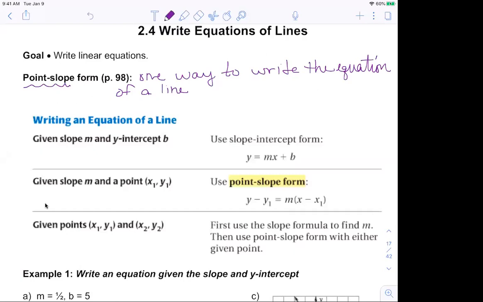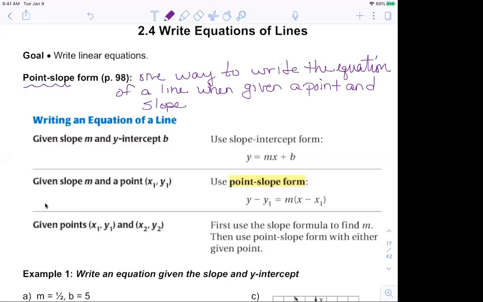When you're given a point and a slope, hence the word point slope form. I think point slope form is the least common form that's used, but it's actually really easy to use. So point slope form is the other form that we can use to have an equation of a line.